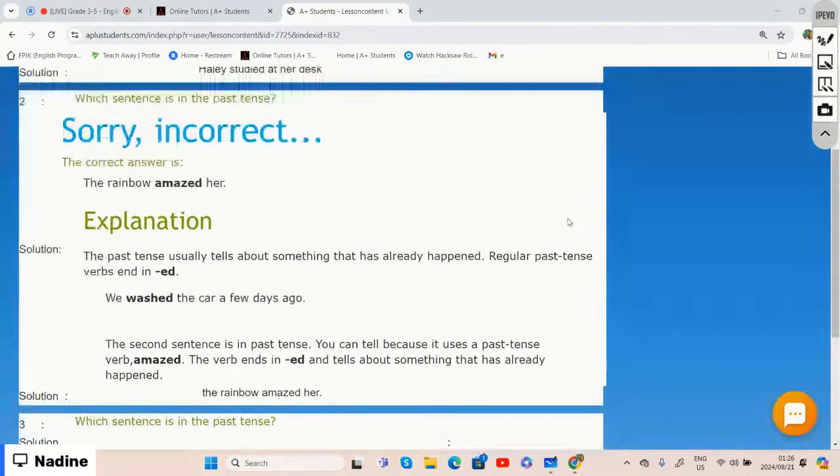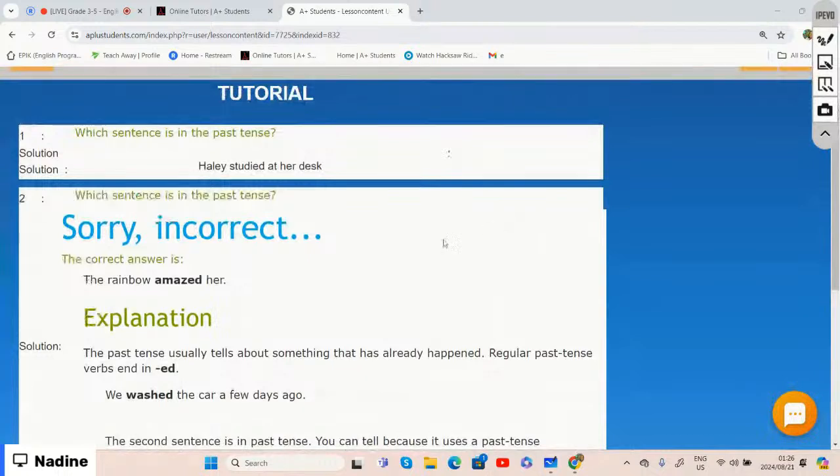All right. Which sentence is in the past tense? The rainbow amazed her. Is this in the past tense? The rainbow amazed her.